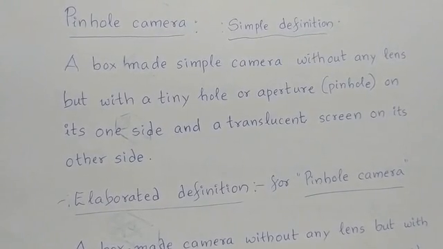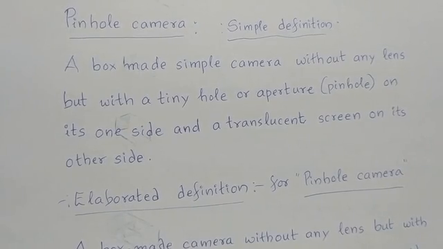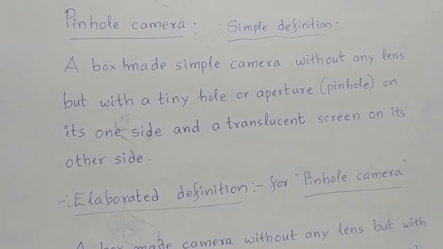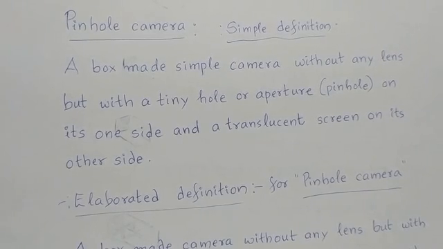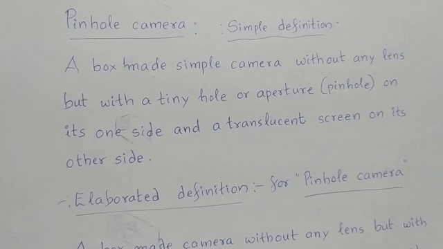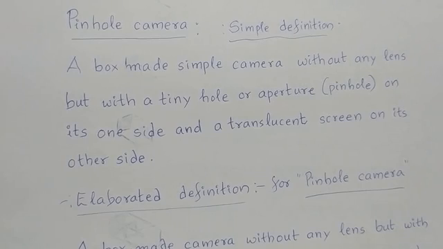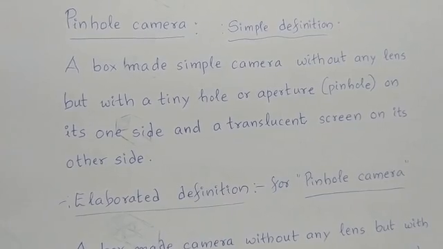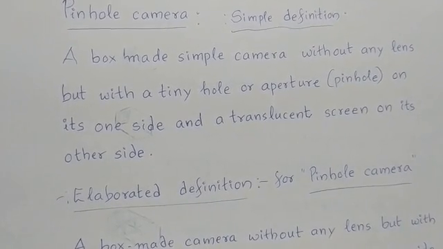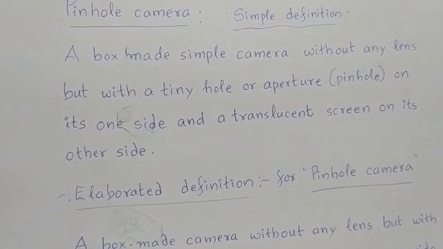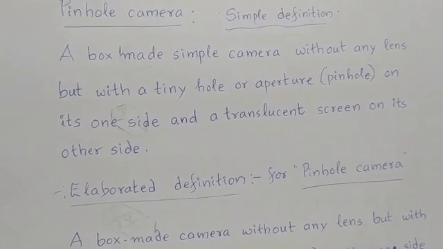So this box made simple camera is having what? On one side, a very small hole. On the other side, a translucent screen is present. Remember these things. And what is absent? No lens. Lens is absent. But what are present? On one side, a tiny hole, and on the other side, a translucent screen. Example for translucent screen is tracing paper. It is available in many bookshops.